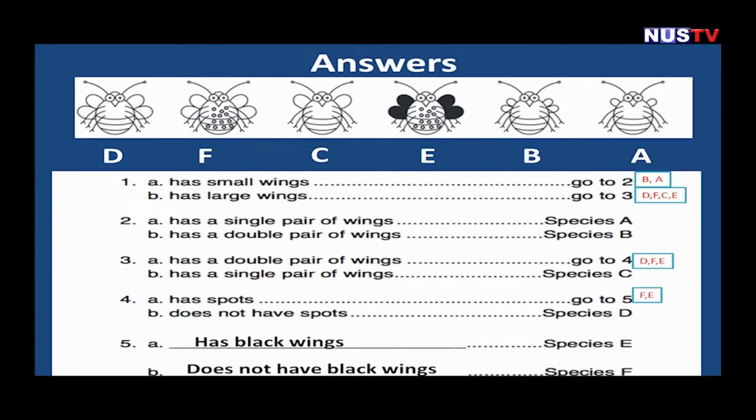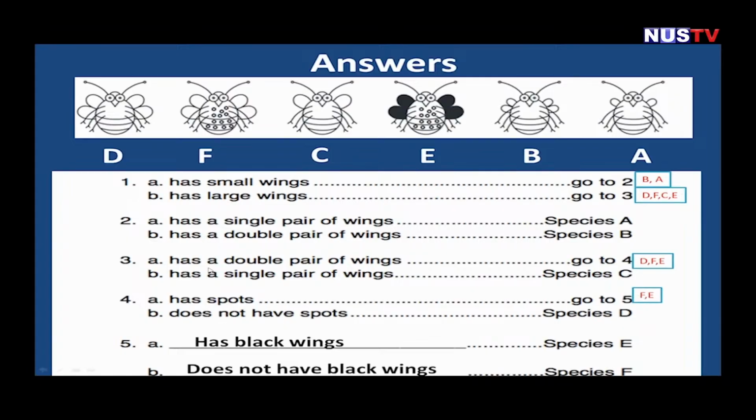And then you look at the option, it tells you to go to option 2. Has a single pair of wings, so that is referring to A. Has a double pair of wings, as you can see in the picture, it is referring to species B. Has large wings, which is in your first option, it says to go to 3. So the bees that are going to 3 are D, F, C, and E.